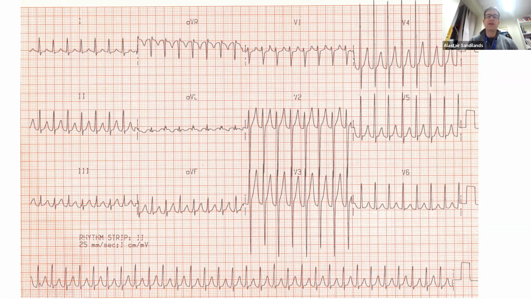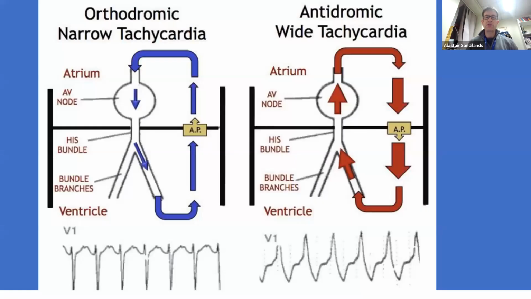I don't think this is AVNRT, but there are no P waves. So this is likely to be AV reentrant tachycardia in the presence of an accessory pathway, or Wolff-Parkinson-White going backwards. So this is why I've tried to draw this diagram for you.